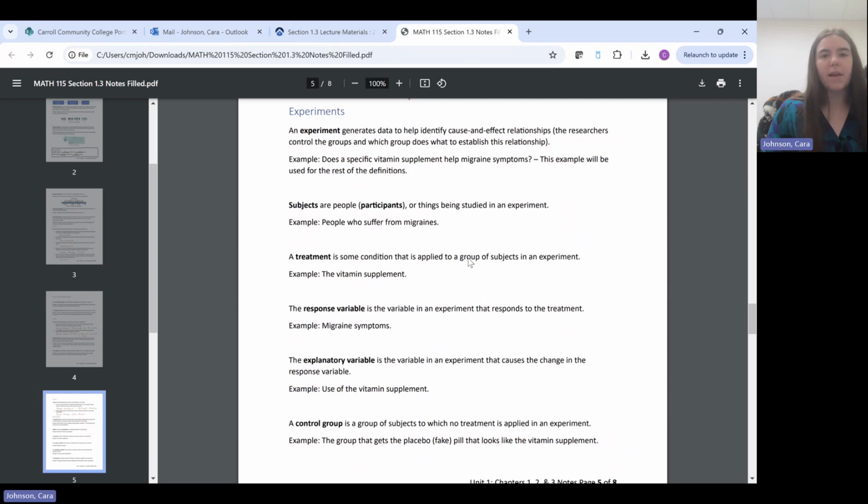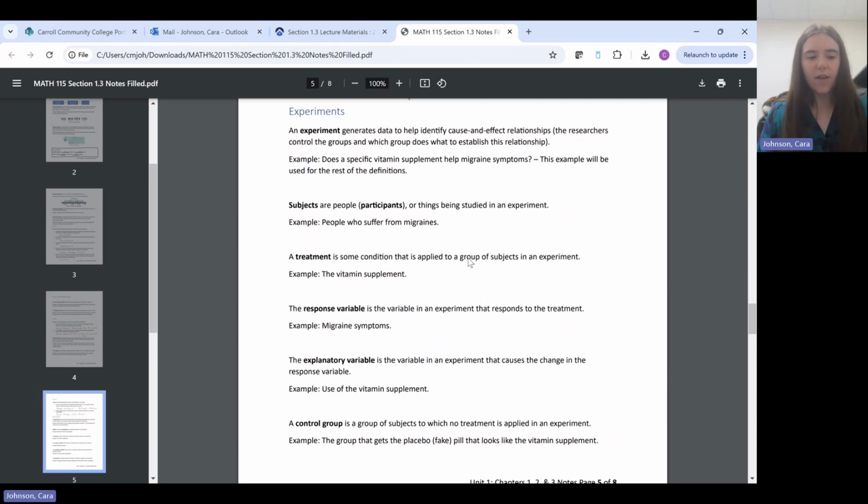So an experiment generates data to help identify cause and effect relationships. The researchers control the groups and which group does what to establish this relationship. Their goal is to have usually two groups, one that has the treatment and a control group. By controlling the groups and saying this group does this, this group does that, they are able to compare the groups and understand that the only distinction between those groups is the pill they took, the treatment they got, whatever they did.